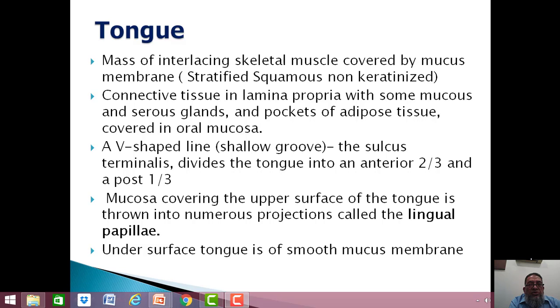Now there is a well-defined shallow groove which is V-shaped. This is called the sulcus terminalis, and it divides the tongue into an anterior 2/3 and a posterior 1/3. The mucosa covering the upper surface of the tongue is thrown into numerous projections called the lingual papillae, which make the dorsal surface rough in appearance. The under surface of the tongue is smooth mucous membrane.